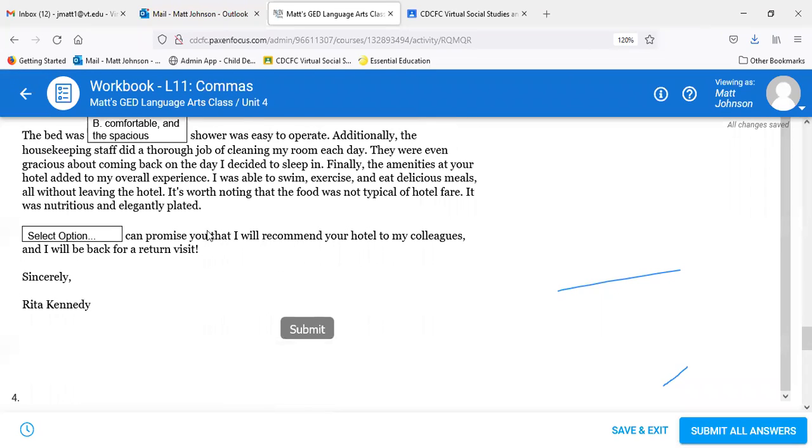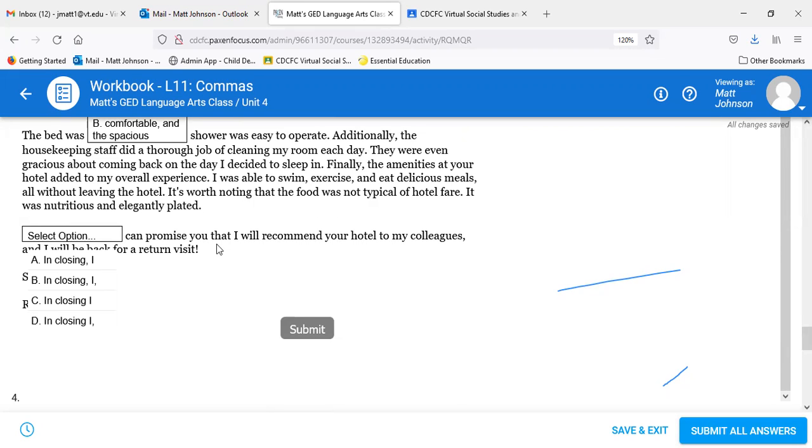All right. And then additionally, the housekeeping staff did a thorough job of cleaning my room each day. They were even gracious about coming back on the day I decided to sleep in. Finally, the amenities at your hotel added to my overall experience. I was able to swim, exercise, and eat delicious meals, all without leaving the hotel. It's worth noting that the food was typical of hotel fare. It was nutritious and elegantly plated. In closing, I can promise you that I will recommend your hotel to my colleagues.